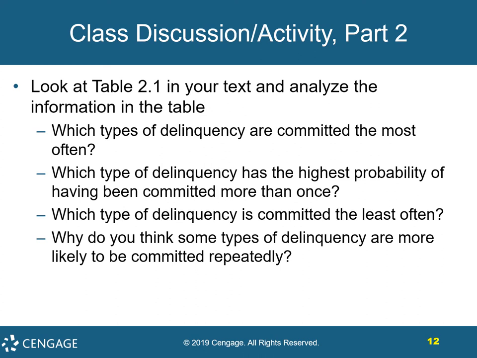Here's an activity for you to do. Look at table 2.1 in your text and analyze the information in the table. And ask yourself the following questions. Which types of delinquency are committed the most often? Next question, which type of delinquency has the highest probability of having been committed more than once? Also, which type of delinquency is committed the least often? And finally, why do you think some types of delinquency are more likely to be committed repeatedly?